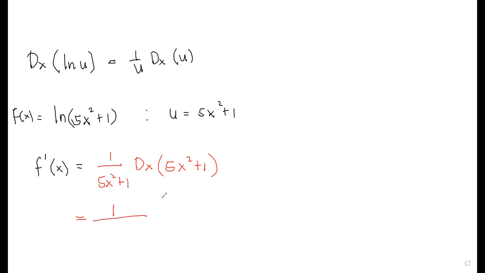Be careful, because sometimes I have encountered students who, when they write this, automatically cancel that out. No, it's not possible to do that. You still need to get the derivative of 5x squared plus 1 before doing cancellations, if there are any. So 1 over 5x squared plus 1, times the derivative of 5x squared plus 1, which is 10x. If you wish to simplify it, you have 10x over 5x squared plus 1. And that's how easy it is.